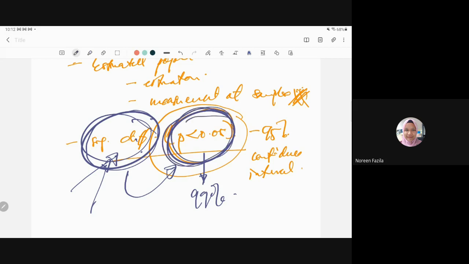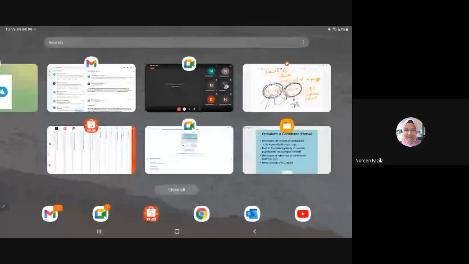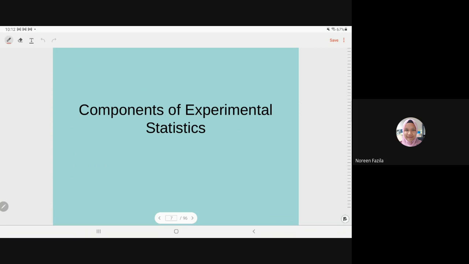That is why when you write your thesis, your supervisors always mention that you have to put this. This is not for show only. It is a syarat, a technical aspect of this claim. That's why we need to state the confidence interval being used. So we have discussed this now.